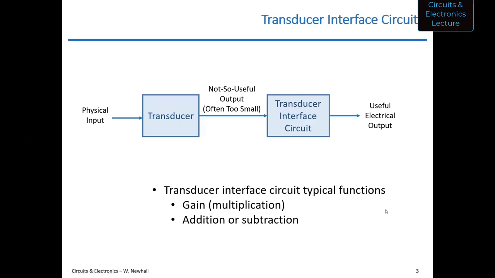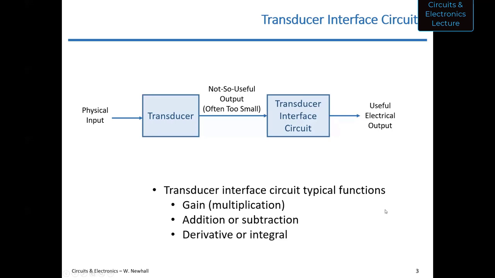You might want to take the derivative or the integral of a sensor. Derivative, think if you're measuring speed, you might want to take the derivative of a distance measurement to measure speed. If you're trying to measure distance and you have a speed sensor, you might want to take an integral. You can also do that with op amps.